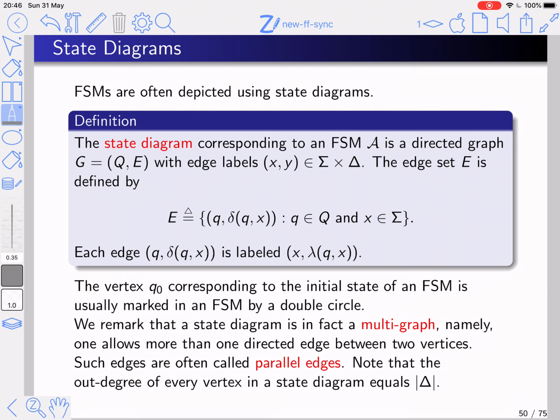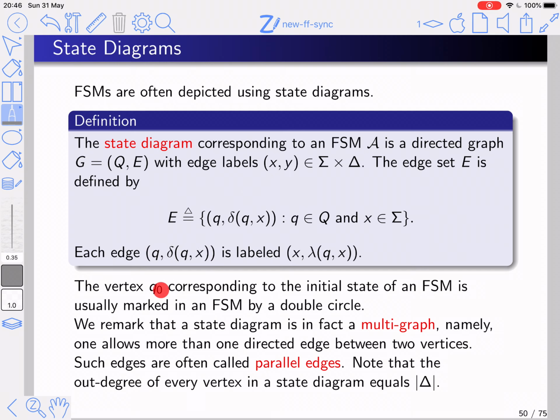Okay, so the edge emanates from q and enters the state which is delta of q comma x. We label this edge by the pair x comma lambda, because the first coordinate tells us what is the input symbol that was given to us when we were in the state q, and the second symbol is the output symbol that we output when we're in the state q and we're fed with the input x.